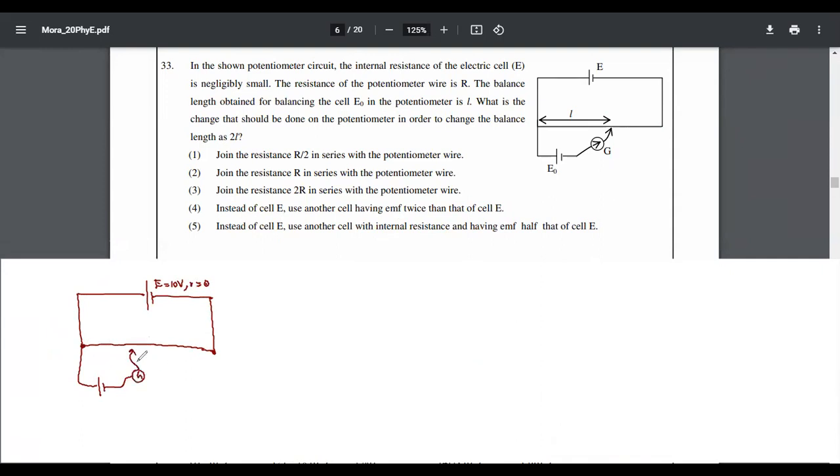Right now, think carefully. This is 10 volt. If E naught is equal to 4 volt, what is this length now? Let's say the potentiometer wire has a total length of 100 centimeters. Tell me what is this length? 10 volt is the voltage of the primary cell. This battery is 4 volt. Now what will be the length here? Easy. Total length is 100 centimeter.